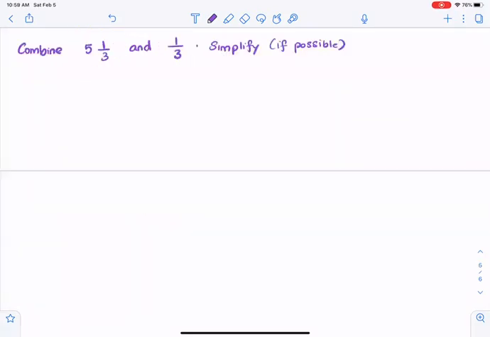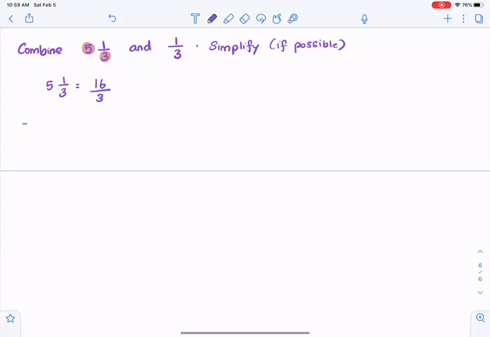So we want to combine 5 1/3 and 1/3. If we want to combine fractions, the very first thing that you should do is make sure that both fractions are either proper fractions or improper fractions. In other words, if you have a mixed fraction, you have to convert it to an improper fraction. We know how to do that. We first multiply 5 and 3, which is 15, and add it to 1, 16. Add, this is what I mean by combine.